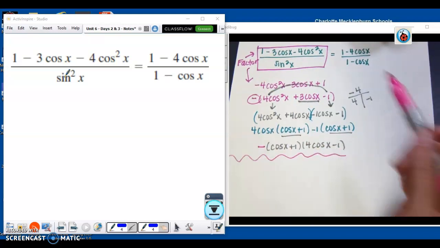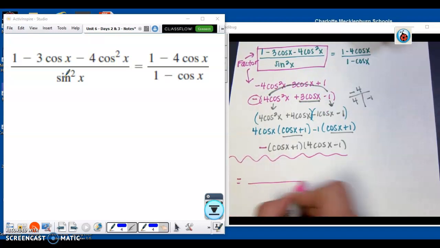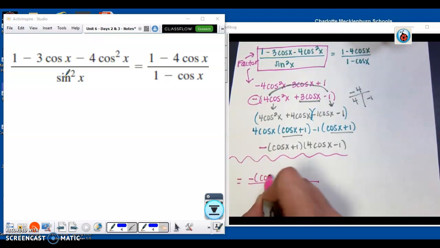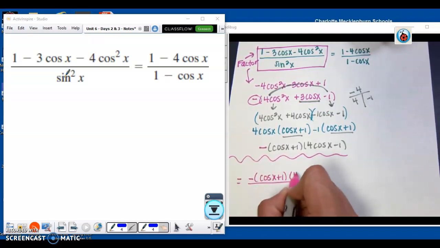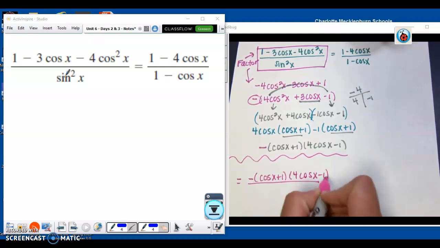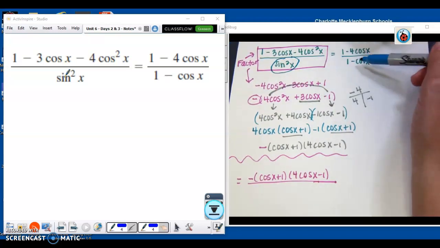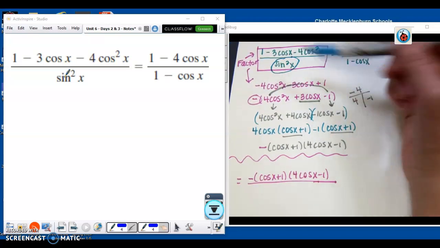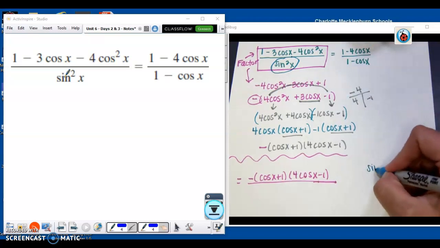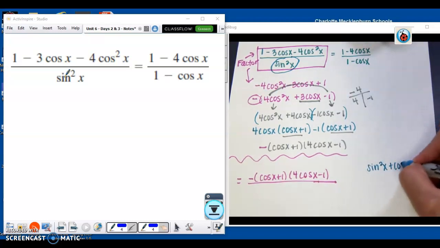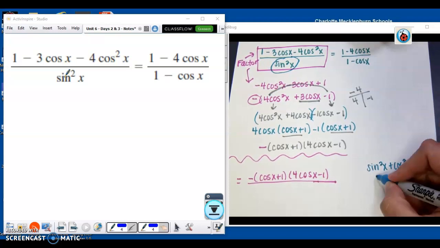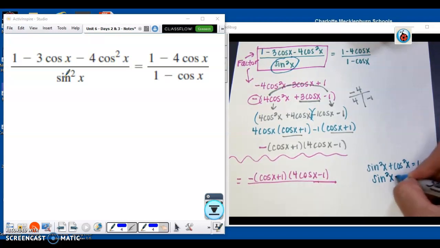Okay, so now to actually go back to our proof here, the numerator, I'm going to write my factored part. And then for the denominator part, it's sine squared. Well, if you notice, everything's in cosine here, so I'm going to change this to being in terms of cosine. So remember, sine squared x plus cosine squared x equals 1, which means sine squared x is 1 minus cosine squared x.